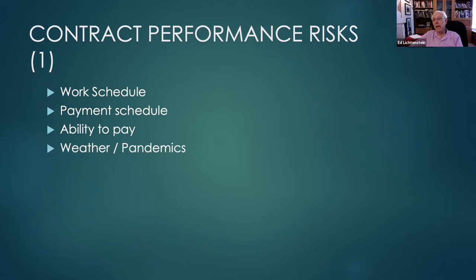Weather or pandemics. Pandemics we've all suffered. But that's a performance risk. I may be prevented by weather or pandemics from doing the contract as I said I'd do it. Specifications and drawings. We talked about conflicts between the two. If they aren't the same, if they're not complementary, it can create a huge problem.